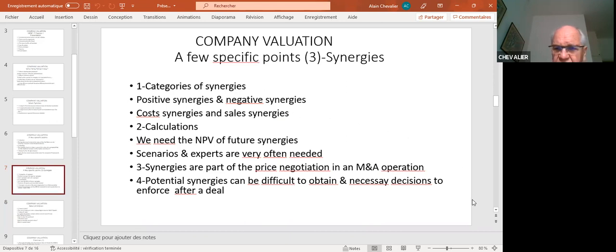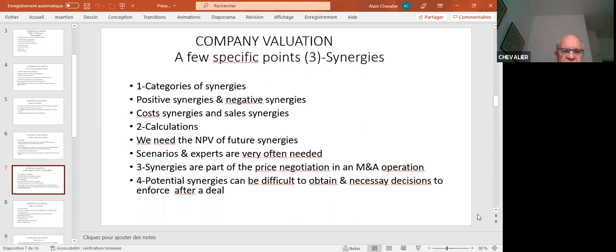Now, a few words on synergies. Synergies are also very essential in valuation because many valuation calculations take place at the time of an acquisition, of a merger, and we will see that in detail with cases in the next course. So first point, what kind of synergies can we find? And we can argue around two distinctions.